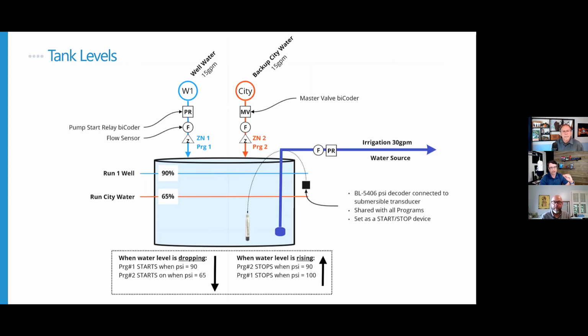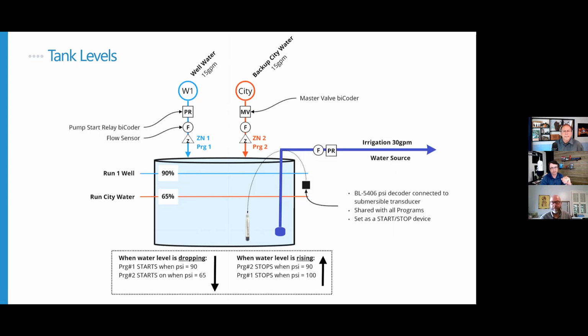And then the way this was set up is when it hits 90% full, well number 1 turns on and starts to fill the tank at the same time that the irrigation system is running. And if the irrigation system was only running 10 gallons a minute, the tank would start to fill up. And when it gets back to 100, it would turn off.